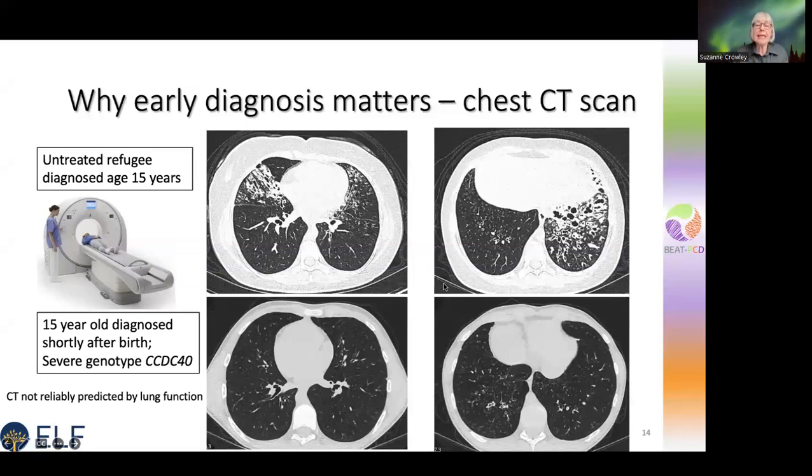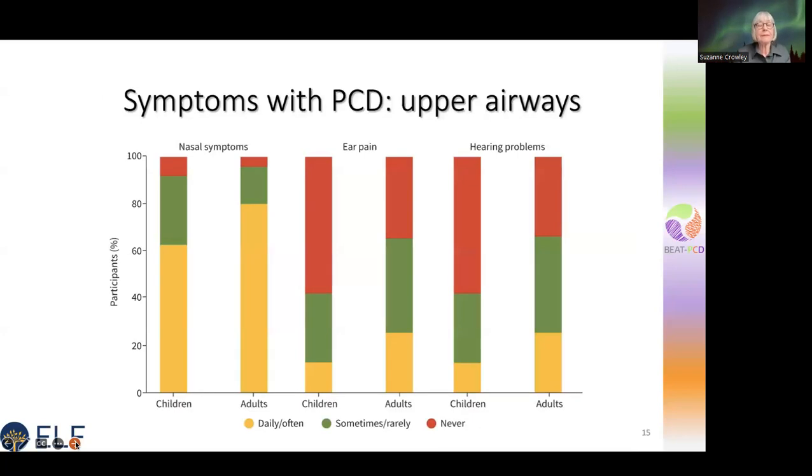And if you compare that with the panel below, there is no inflammation or bronchiectasis that we can see in this picture here. If we move over to the bottom of the lungs, we can see very minor bronchiectasis at the bottom here, but that's the only sign of bronchiectasis. So early diagnosis and treatment really does matter.